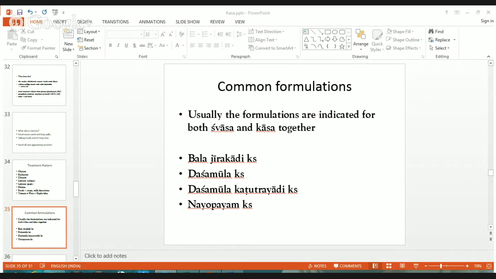Pippali churna, especially, that is with Balajirakadi. So here we can see if it is a chronic pathology associated with cardiac disease and dry cough, then this formulation is one of the best. As we saw that it is hridya and it is sankochahara. It's only after a chronic long period of time that the srotas actually starts shriveling up due to a long-standing pathology. Then we can see dashamula.